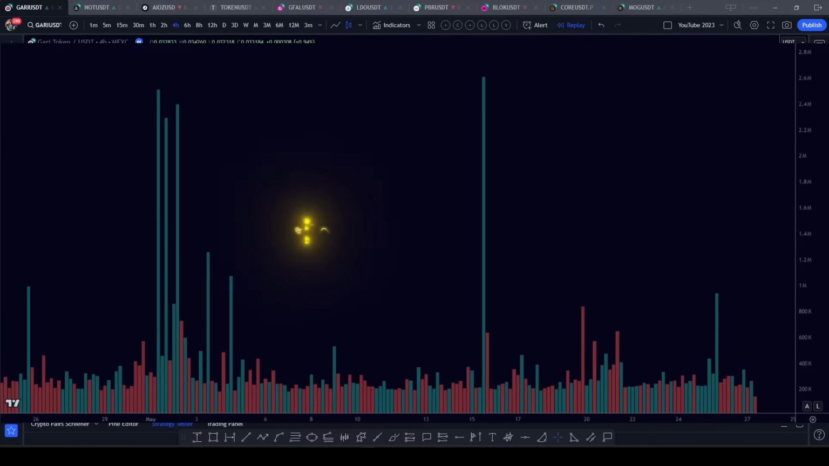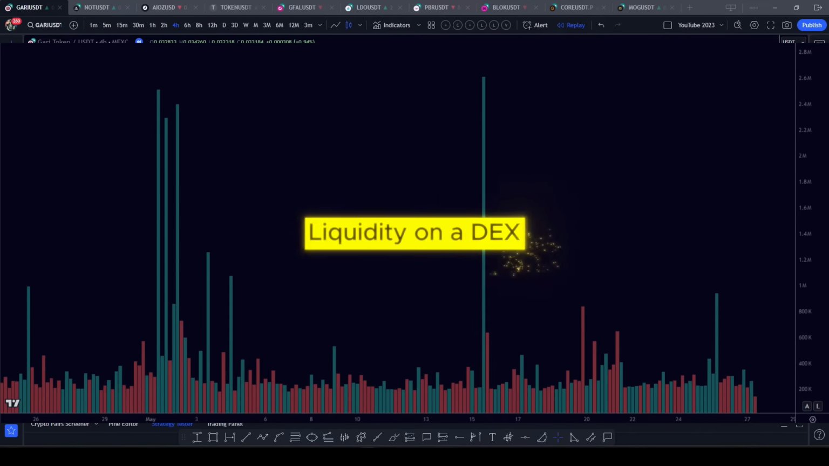Now, let's talk about liquidity on a DEX, a decentralized exchange.